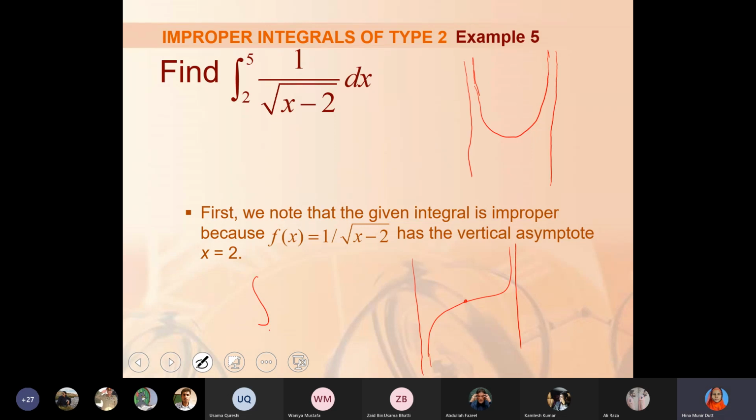Now example 5: you have to integrate this function. Basically, an improper integral of type 2 seems like a definite integral, but actually it is not. The function becomes infinite at some point on the limit of integration, or between the limits. This function becomes infinite at x equal to 2, that is at this point. So x equal to 2 is the vertical asymptote.